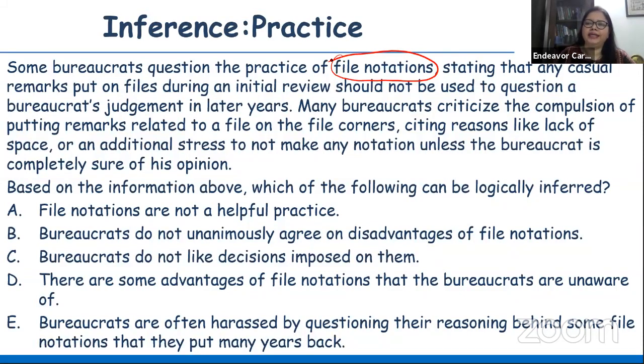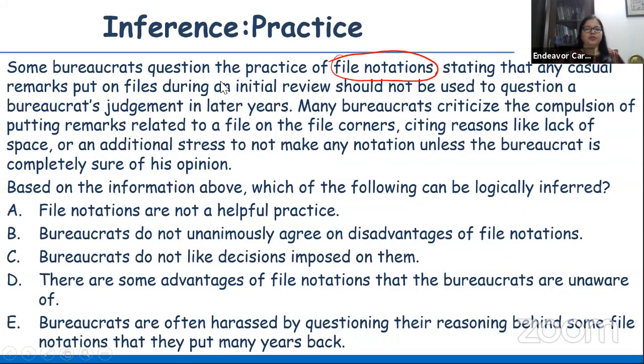Why do you want to write anything? As it is, there is not much space on the file corners. And unless you are completely sure of your opinion, please don't write anything. Don't make any notation. So here you have two groups of bureaucrats giving their criticism of file notations, on why you should not write on files. Are their reasons different? Yes, their reasons are different.